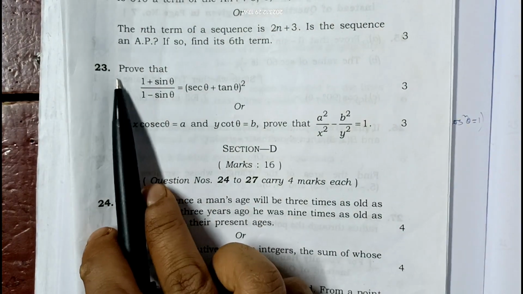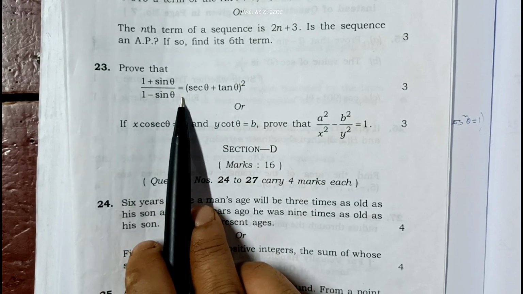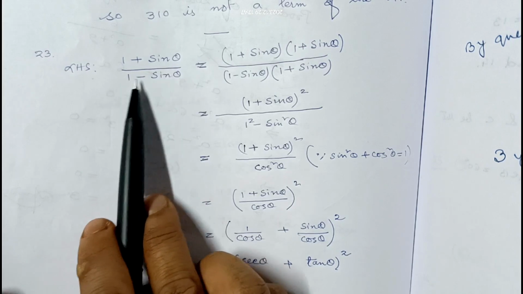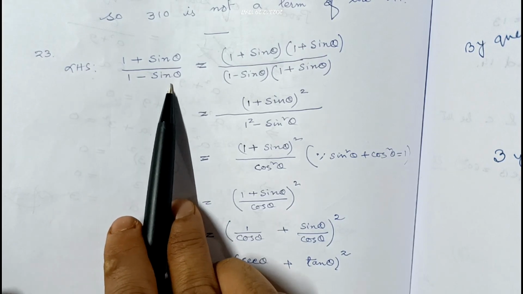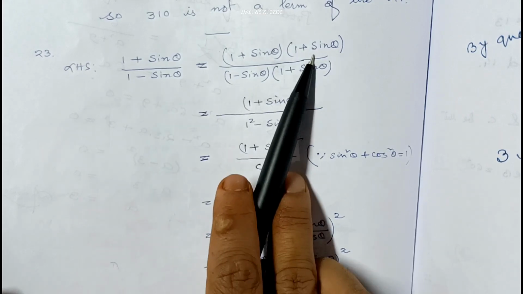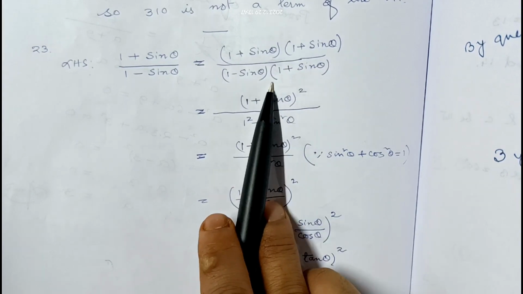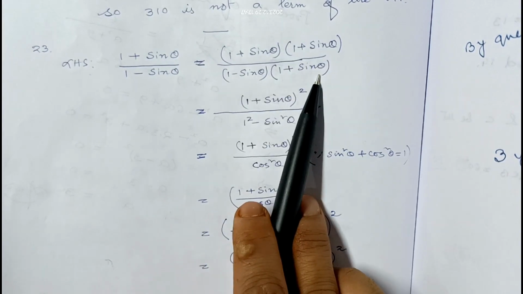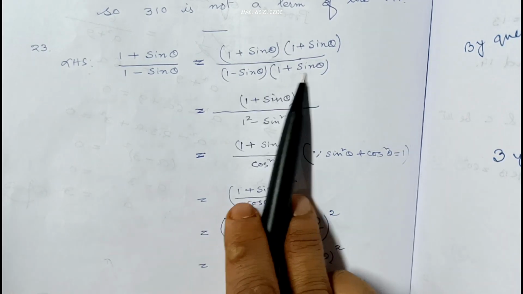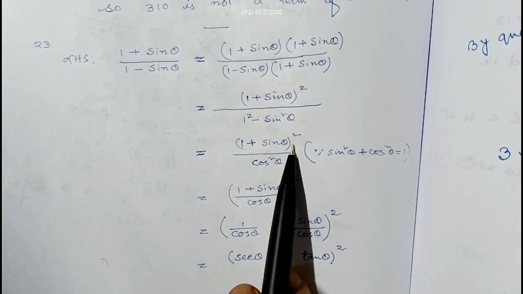In question number 23, it is given to prove that (1 plus sin theta) by (1 minus sin theta) equals (sec theta plus tan theta) whole square. In the left hand side, it is given (1 plus sin theta) by (1 minus sin theta). Here, if we multiply both numerator and denominator by (1 plus sin theta), then I am going to get (1 plus sin theta) into (1 plus sin theta) in the numerator, and in the denominator (1 minus sin theta) into (1 plus sin theta). In the numerator, it is (1 plus sin theta) whole square, and in the denominator a plus b, a minus b is a square minus b square.